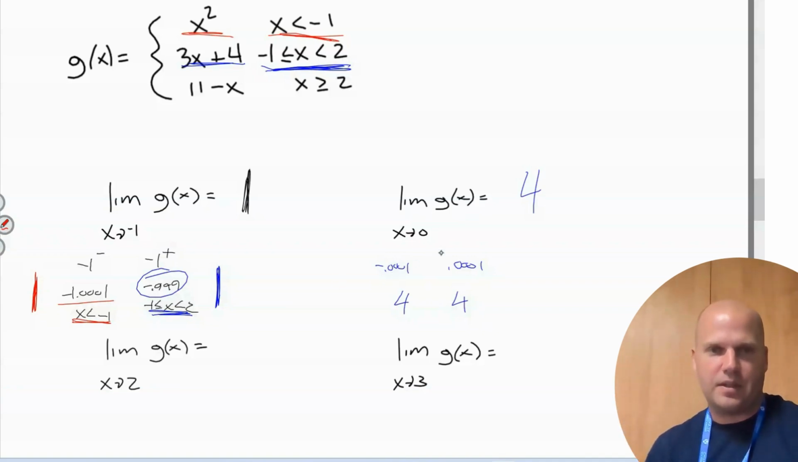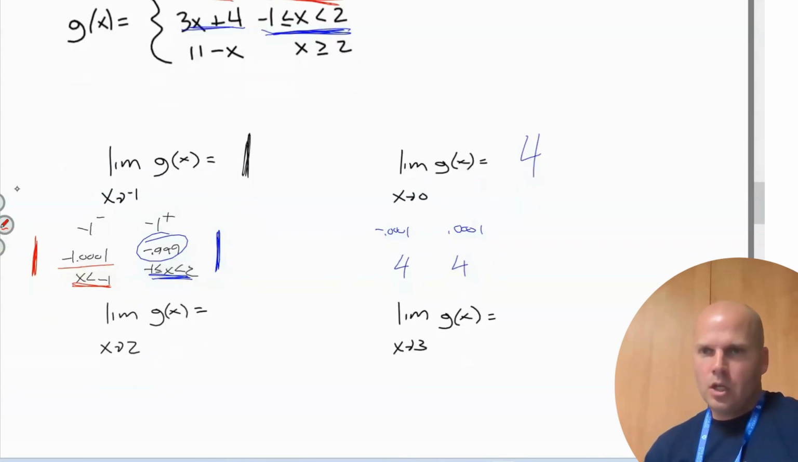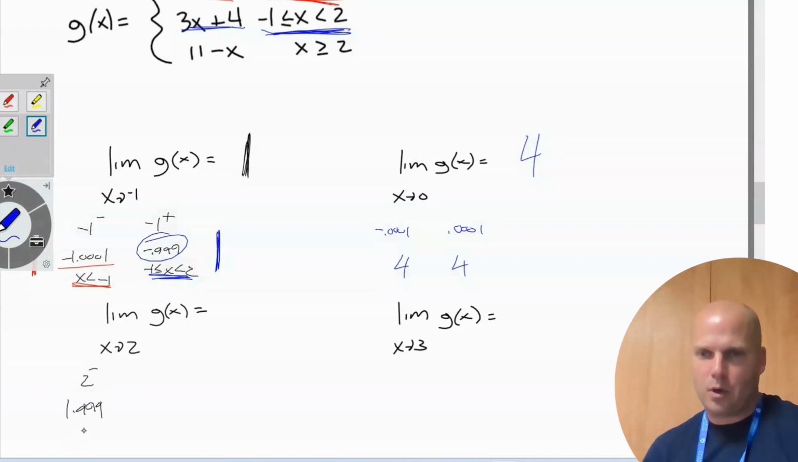This is my left-hand limit, this is my right-hand limit. There it is, 4. Let's check at 2. We've got to go to 2 from the left. I'm going to do 1.999. That is a number that is less than 2, so I'm going to use the blue piece.